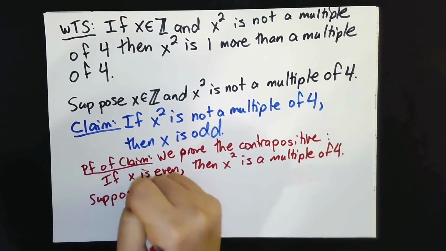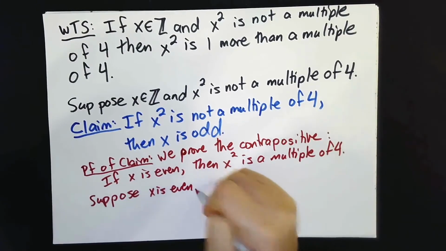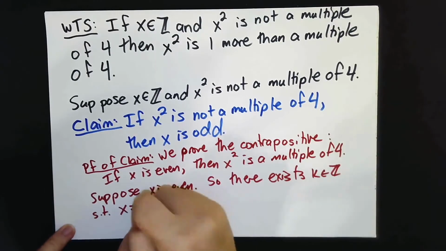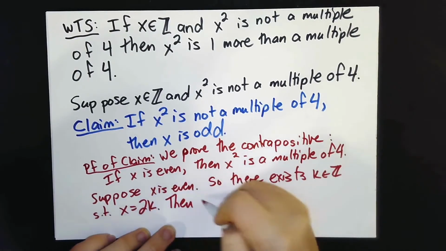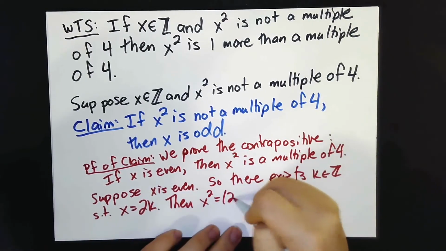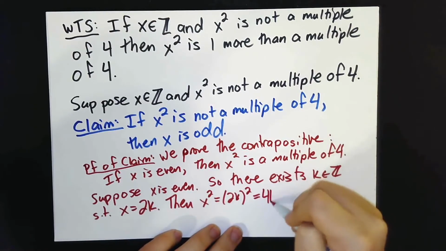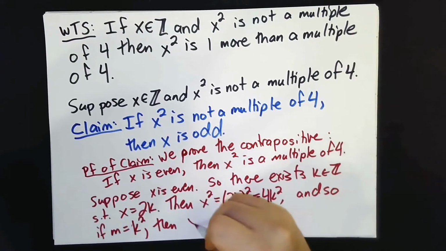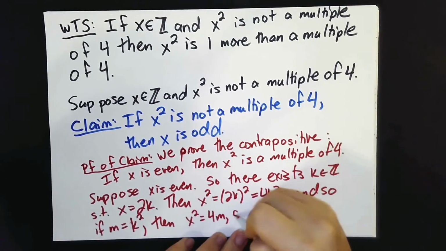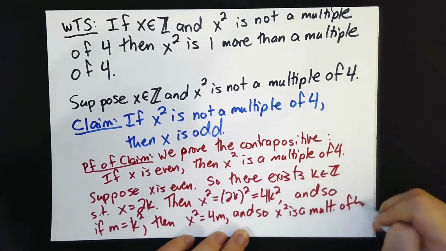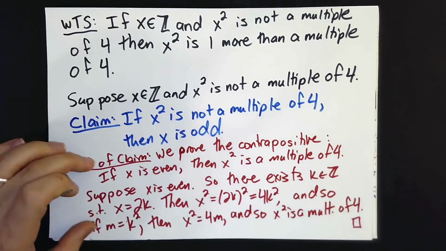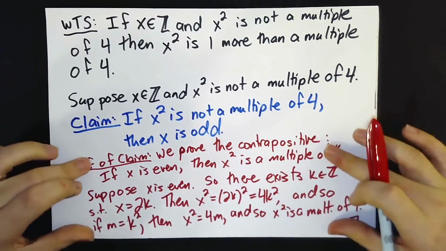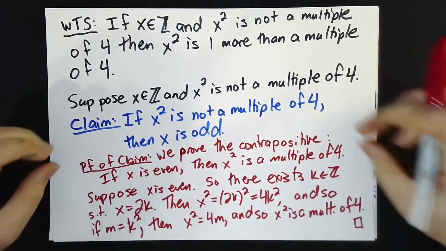So to prove that, we'll suppose x is even. So there is some integer k such that x is equal to 2k. And then x squared is (2k) squared, which is 4k squared. And so if m is k squared, then x squared is 4m. And so x squared is a multiple of 4. That finishes our proof of the claim. So here we really have done a proof inside the proof to get this.